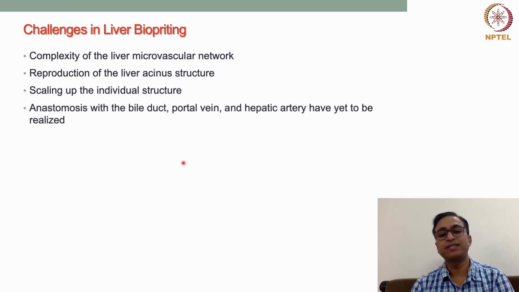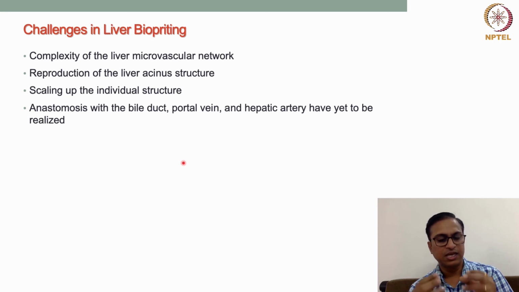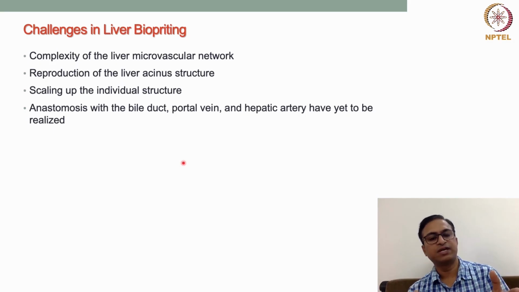That is another challenge. The other thing is, till now people have shown these individual structures, but when these are connected and implanted in an injured liver model, the anastomosis with the bile duct, portal vein, and hepatic artery has still not been realized. Suppose we have bioprinted a structure with a bile duct, portal vein, and hepatic artery, all provisions are there. Now this has to be connected with the pre-existing bile duct, the portal vein with the pre-existing portal vein, and the hepatic artery with the pre-existing hepatic artery. Unless that is done, the circulation cannot be established. So this has not been done.